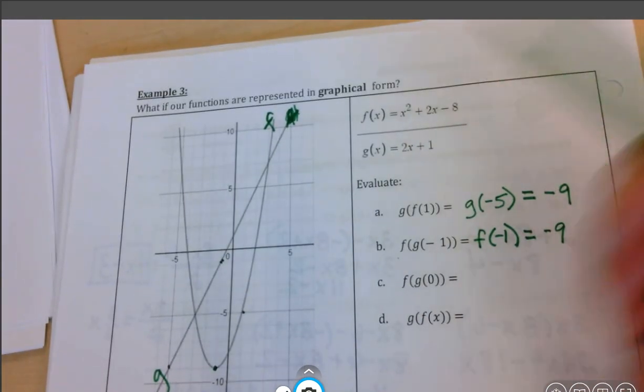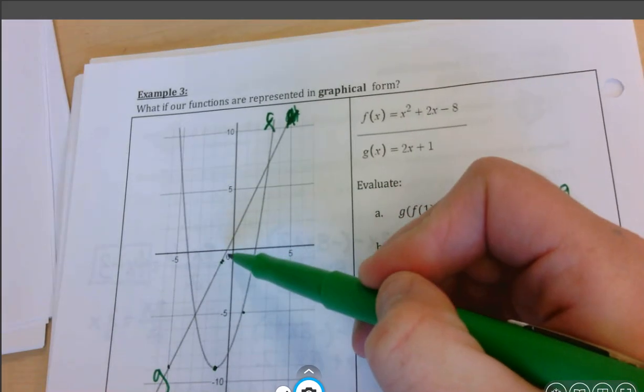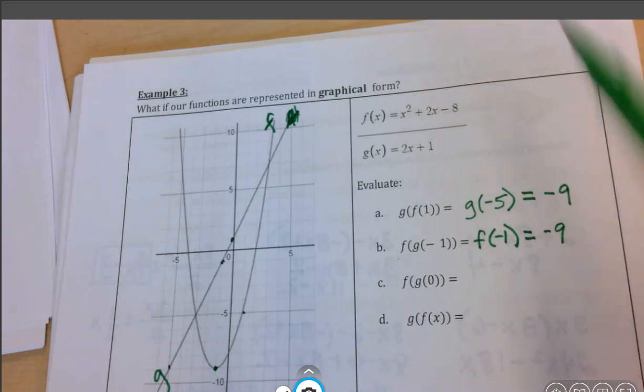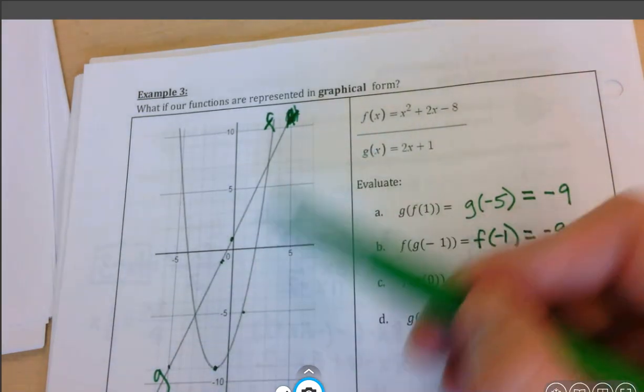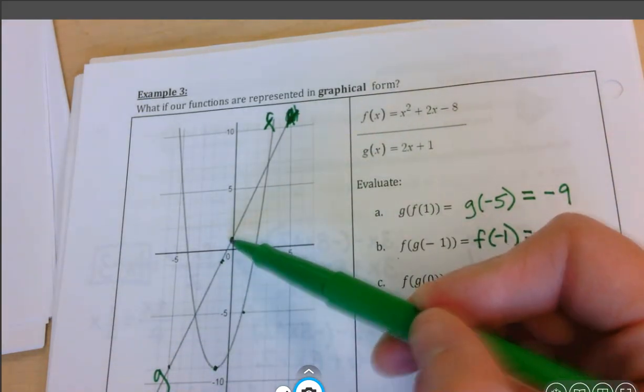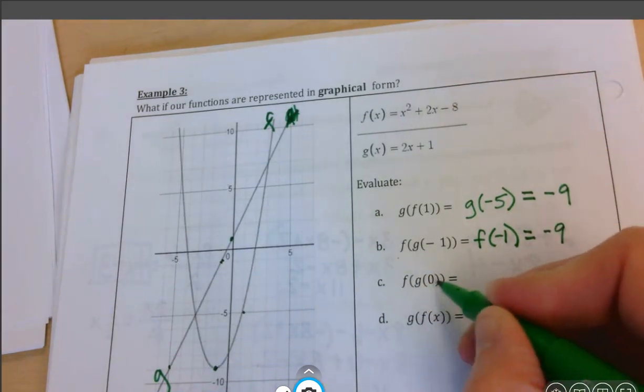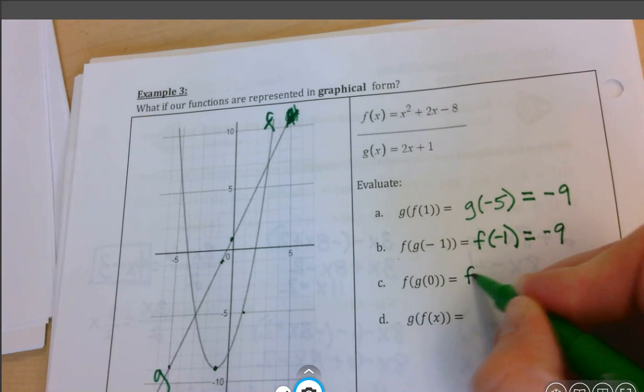So we had to find the place where x is 0. And we have to then find the place on that line. Okay? So g of 0 means where is the x 0? The y is what number? 1. So g of 0 is 1. So now we're going to do f of 1.